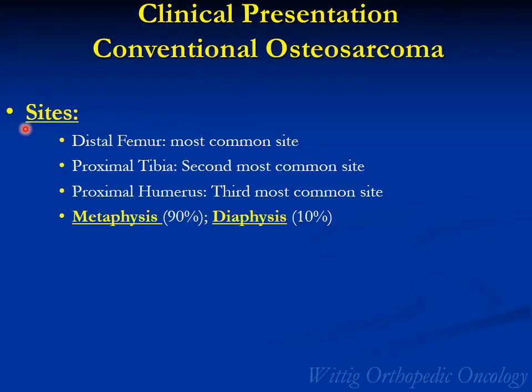The most common sites for a conventional osteosarcoma, which is our most common type of osteosarcoma, is the distal femur, followed by the proximal tibia, followed by the proximal humerus. 90% of conventional osteosarcomas arise from the metaphysis, and 10% of them arise from the diaphysis. This is contrary to Ewing sarcoma, where the majority arise from the metadiaphysis or diaphysis.